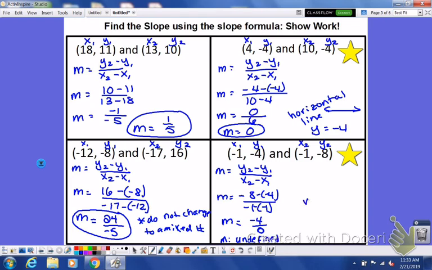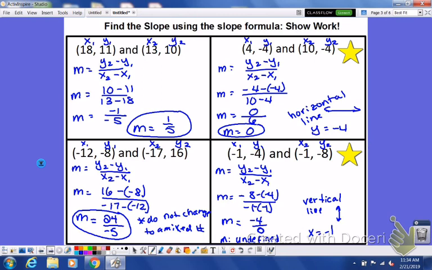That gives us a vertical line. That's straight up and down. And in this case, it would be x equals -1. Again, we'll talk about these equations later, but just know that a 0 slope is our horizontal line. An undefined slope is our vertical line. Notice we have the stars next to them so that you pay special attention to them.